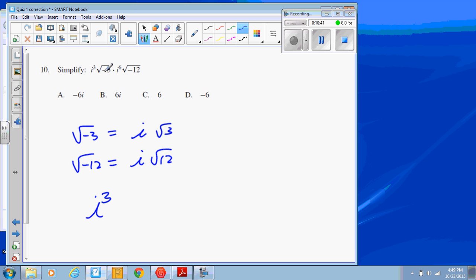Square root of negative 3 is I times the square root of 3. And then I have times I to the 6th. And then times I times the square root of 12. And when I do this, I have I to the third times I. This is I to the first, if you think about it. So that's going to be 3 plus 1 is 4, 4 plus 6 is 10, 10 plus 1 is 11. So I'm going to write this as I to the 11th times the square root of 36.